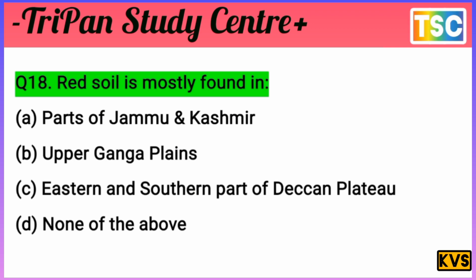You must have a thought of your answer. Let's see what our answer is to this question. The question is clear: where is red soil mostly found? Parts of Jammu and Kashmir is not present here. Red soil is not present in the Upper Ganga Plain, and none of the above is cancelled. The answer here is C. The eastern and southern part of the Deccan Plateau, where red soil is mostly found. The answer is C. That's an important answer for the exam view.